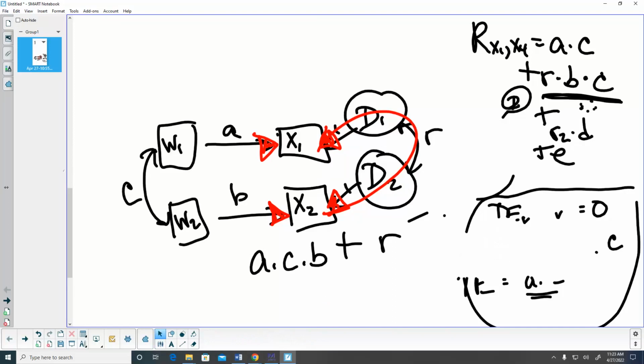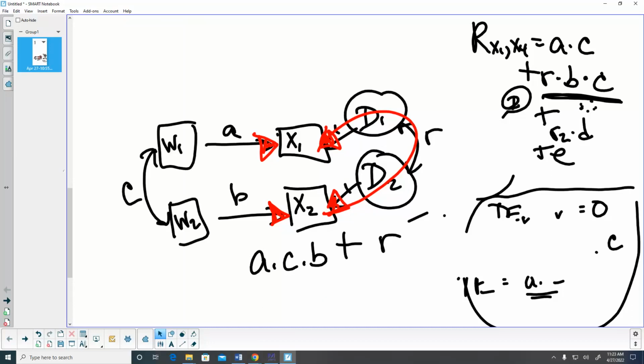Yes, that's right. Very good point. If somebody said, what's the direct effect of X1 on X2? There is none. What's the indirect effect? There is none. What's the total effect? There is none. But there is a model implied correlation between X1 and X2, and that would be A times C times B plus R.